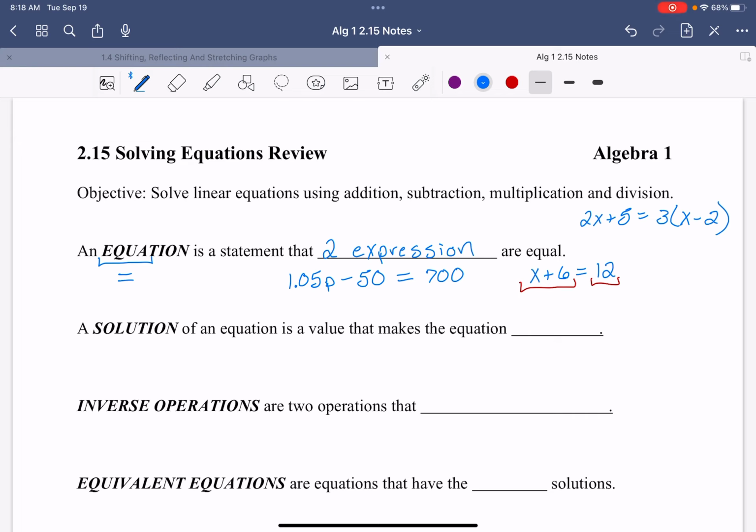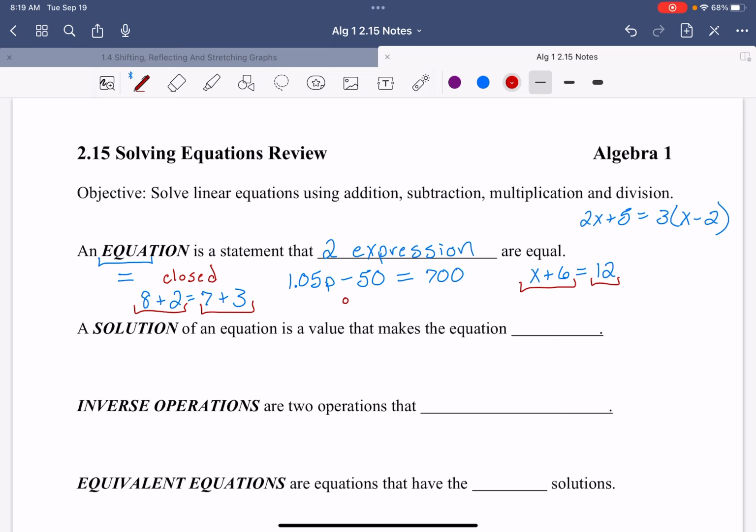Not all equations have variables. 8 plus 2 equals 7 plus 3 is an equation. It has an equal sign. It's two expressions. Here's my one expression, 8 plus 2. Here's my other expression, 7 plus 3. But again, for me to use that equal sign, the two expressions have to be equal. So this is the example of a closed equation in that we know everything. We know all the numbers. There are no missing pieces.